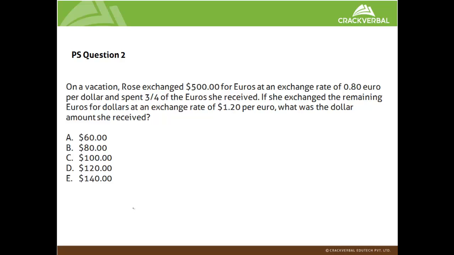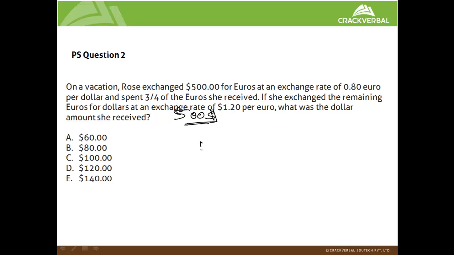The question says, on a vacation, Rose exchanged $500 for euros at an exchange rate of 0.80 euro per dollar and spent 3/4 of the euros she received. So let's stop here and try to understand what the question is saying. Here there are two parts. First, she initially had $500 and she is trying to exchange it to euros at an exchange rate of 0.8 euro per dollar.